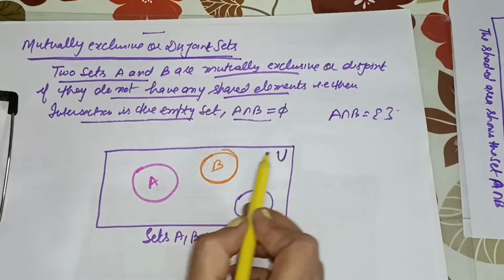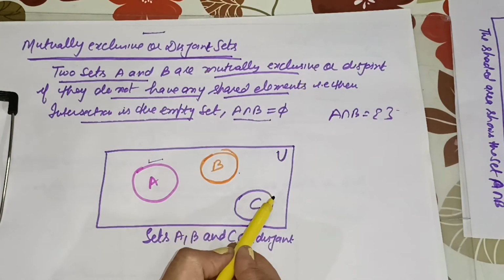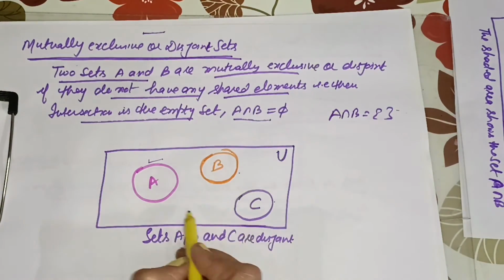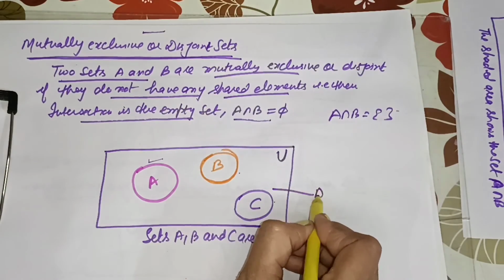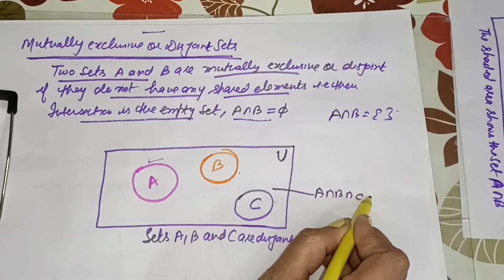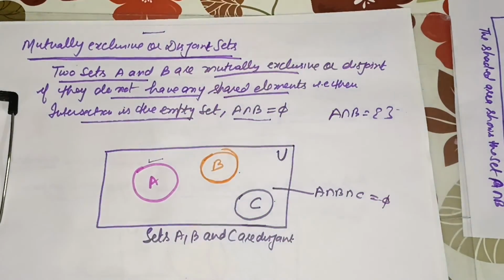So this is a universal set. This is set A, this is set B, this is set C. That means these are disjoint. There is no common element. So this shows that A intersection B intersection C is equal to the empty set. So these are the basic operations on sets. That means I have discussed the union, intersection, complement, difference, and mutually exclusive or disjoint sets.